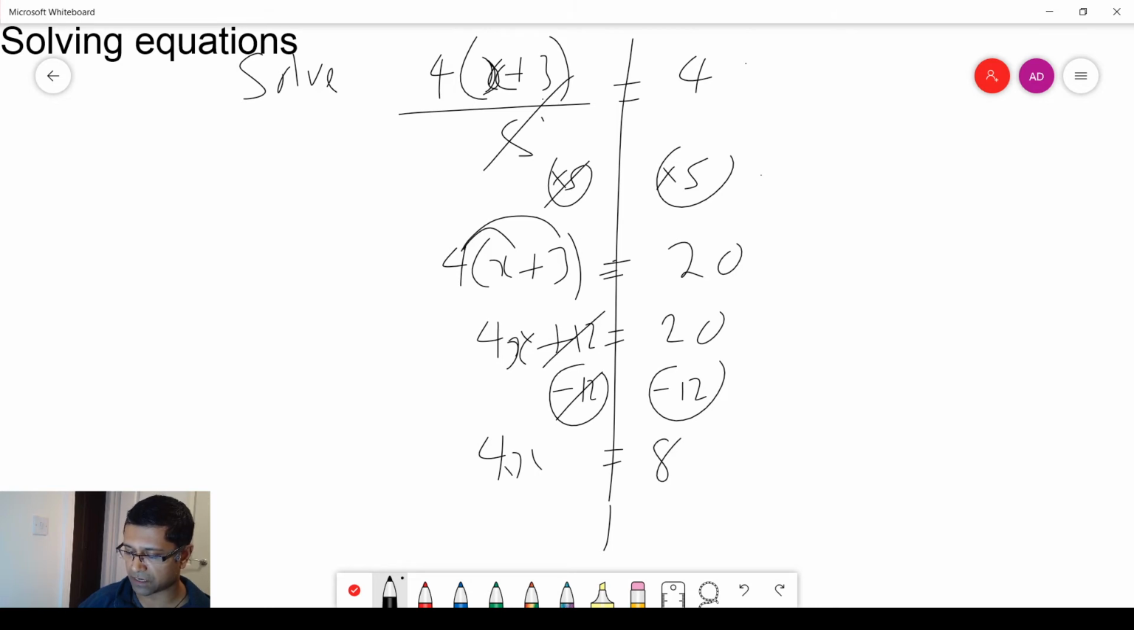Right, to get rid of times by 4, you divide by 4. Same on the other side. 4 divided by 4, they knock each other out. You're left with x is equal to 8 divided by 4, which is 2. Right, going to do a question that's very similar to this one. Let's see if I can get a bit of space. Choose a different colour.